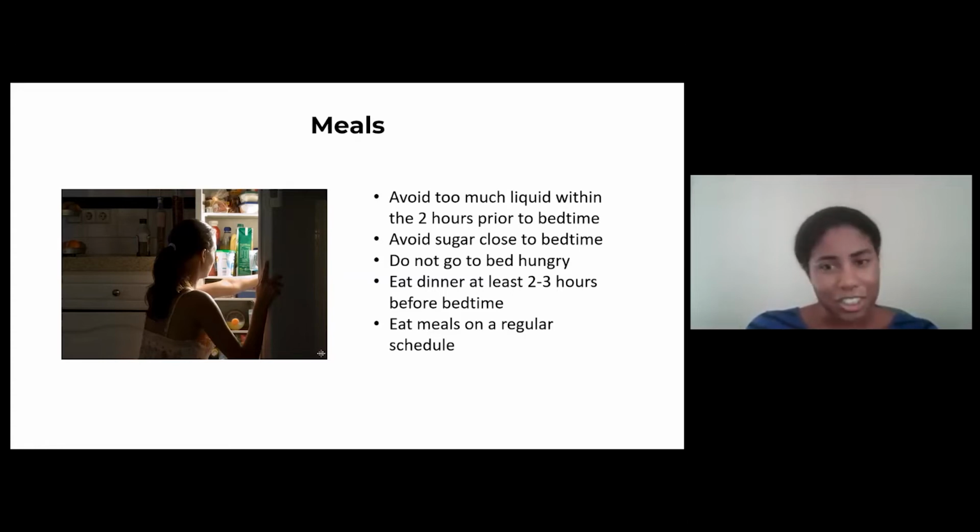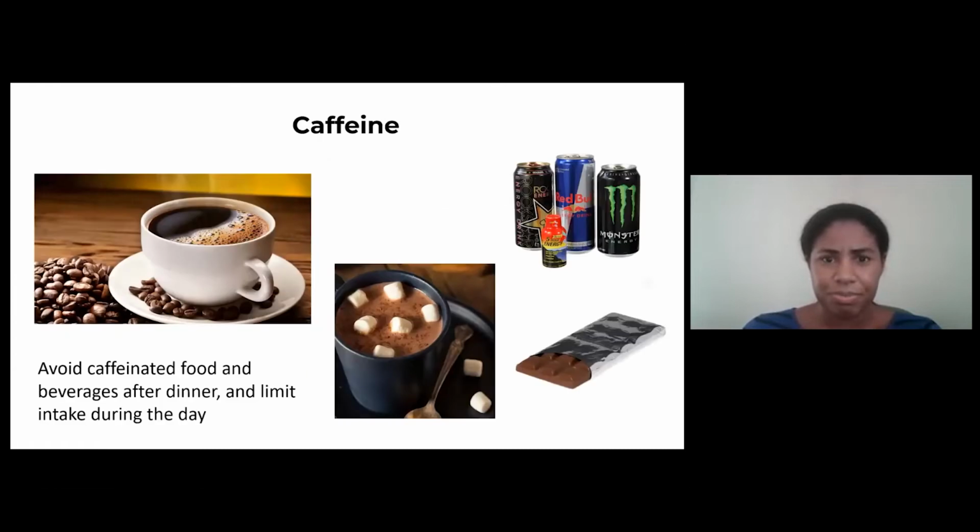But also, avoiding sugar because it is a stimulant can be helpful. Making sure not to go to bed hungry or too full. And trying to eat dinner at least 2 to 3 hours before bedtime. And just trying to eat on a regular schedule. Remember that timing of meals can influence our circadian rhythm too. So it's good to keep everything stable. Caffeine is also a stimulant. So ideally it's good to avoid caffeinated food and beverages after dinner time.